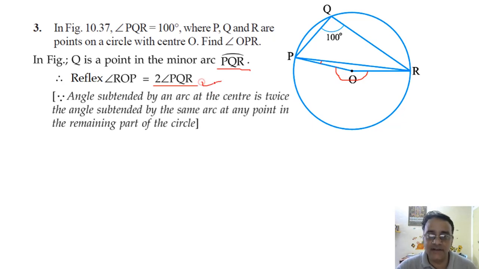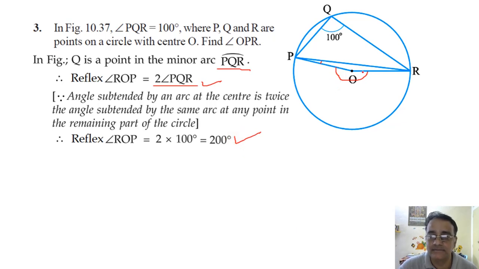For this we have to write the reason. You can't simply write and proceed. If you write this, you have to write the reason along with it: that the angle subtended by an arc at the center is double the angle subtended by it at any point on the remaining part of the circle. So 2 into 100 is 200. We got the value of 200 for this one.